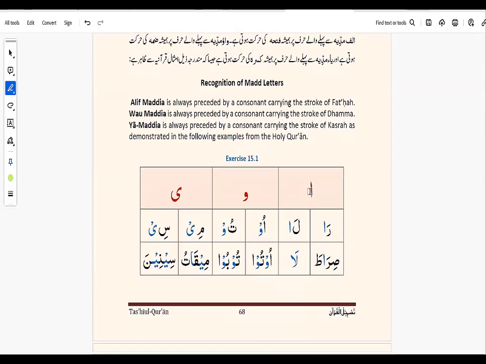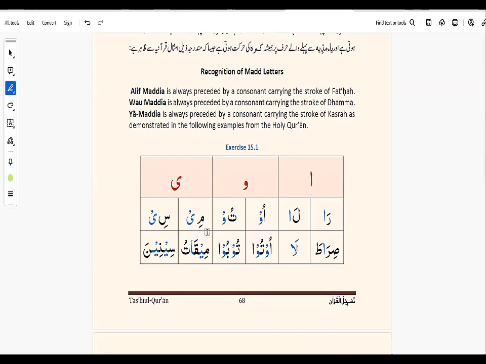So below, I'll scroll down. We can see the examples in this row. So I'll just repeat this once again. Ya madiyya is preceded by a consonant carrying the stroke of kasra. So when we see ya madiyya, the rule of ya madiyya, it is preceded by a consonant, meaning a letter carrying the stroke of kasra.